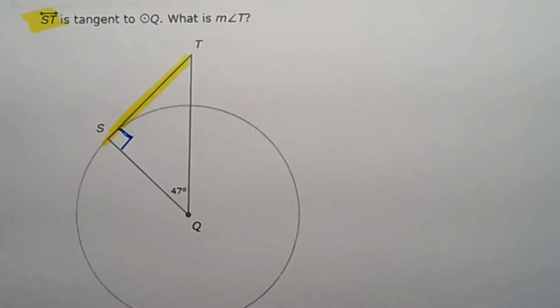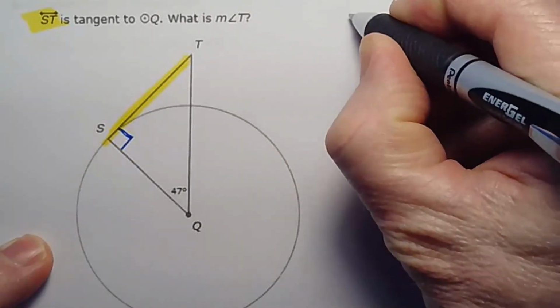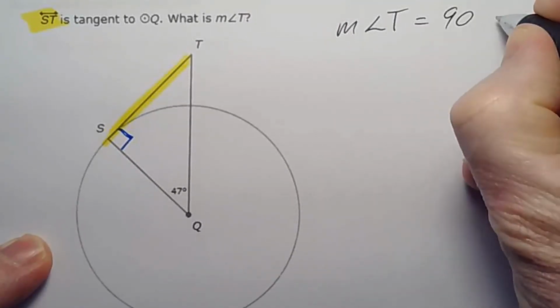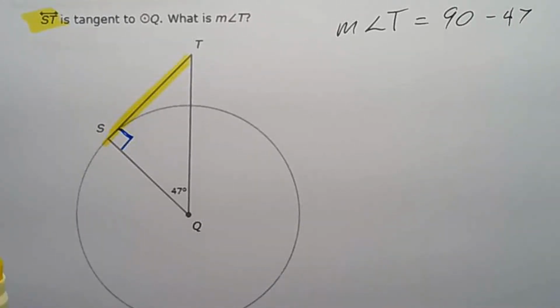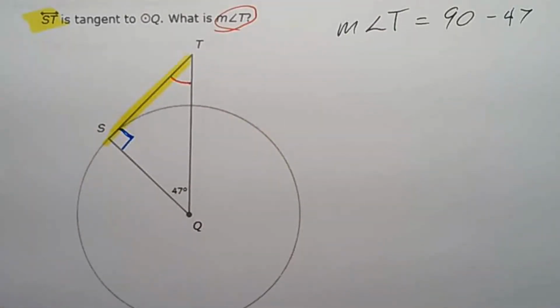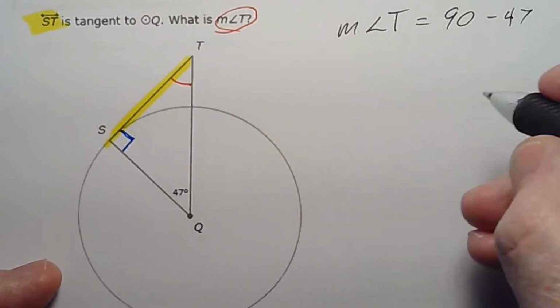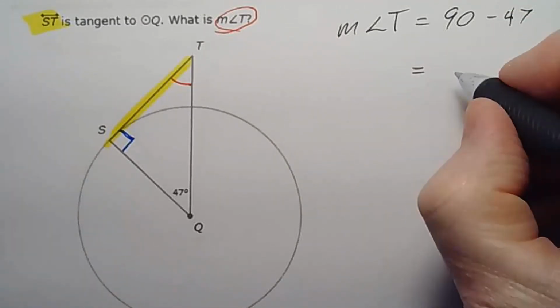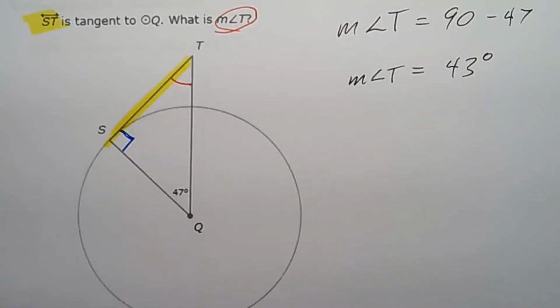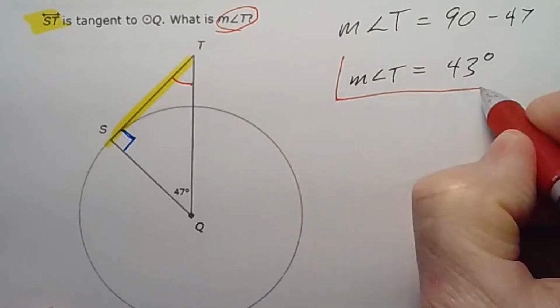So we can either write it as adding up to 90, or another way to say it is, let's just say that the measure of angle T is equal to 90 minus 47, right? So the measure of angle T, which is this right here, this is what we're trying to find. Well, that's not too hard, right? 90 minus 47 is just equal to 43 degrees. Okay, so measure angle T equals 43 degrees. That's our answer to this problem.